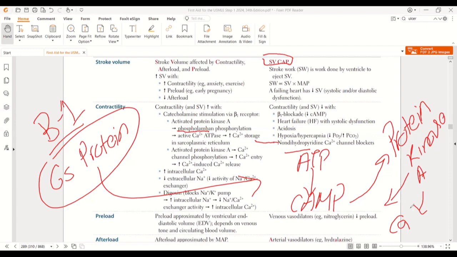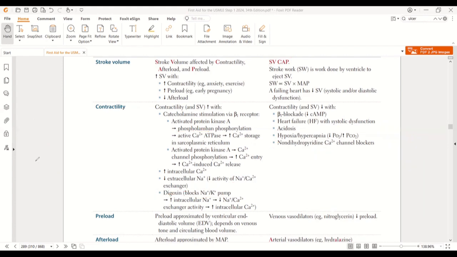Okay, so another thing, digoxin. Digoxin is again high yield stuff. Digoxin is a cardiac glycoside. The cardiac glycosides basically block the sodium potassium pump. The sodium potassium pump is an example of which transport? Active transport. Primary or secondary? It's a primary active transport, right?